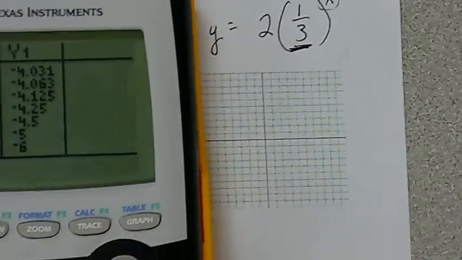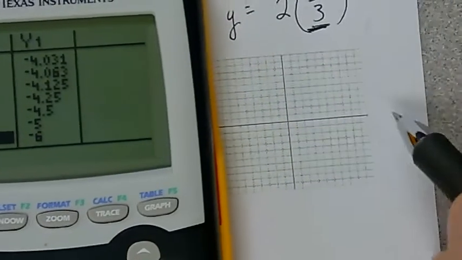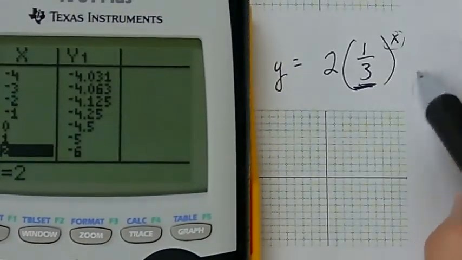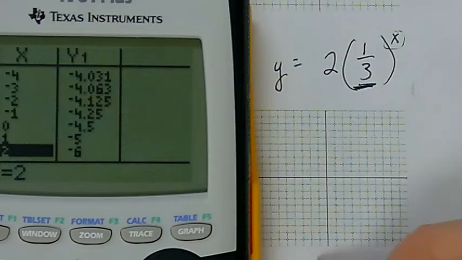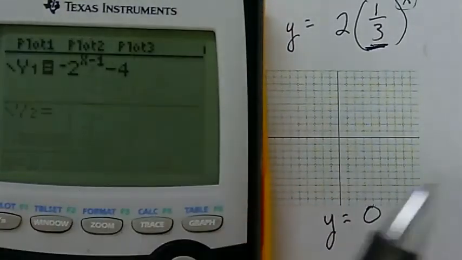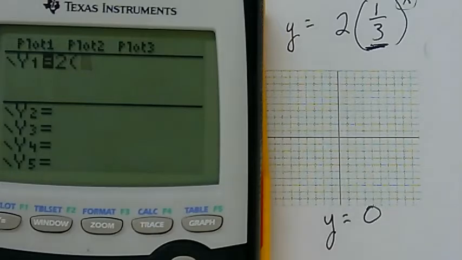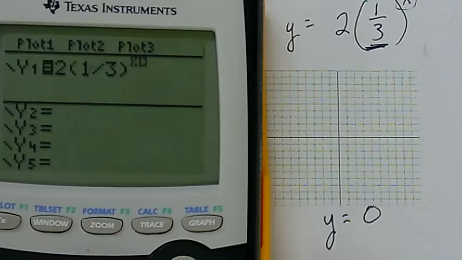So when I type this into my calculator, it should look something like this. Now, notice I'm not adding or subtracting any number here. That means that I automatically know that my asymptote is going to be at y equals 0. Let's plug this in and see if we're right. I'll clear out what I have here. 2 parentheses, 1 divided by 3 parentheses, to the x power.